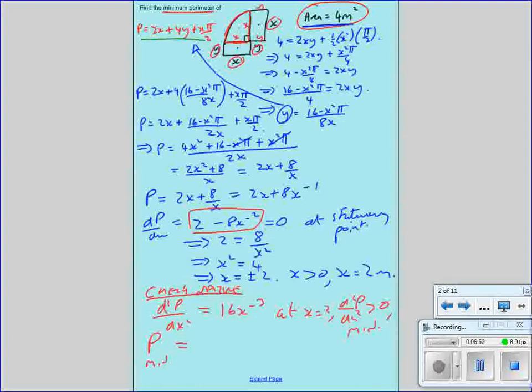So it's a good idea to write P min, yeah? P min equals 2 times my value of 2 plus 8 over 2, which equals 4 plus 4, which equals 8 meters. And that's done.